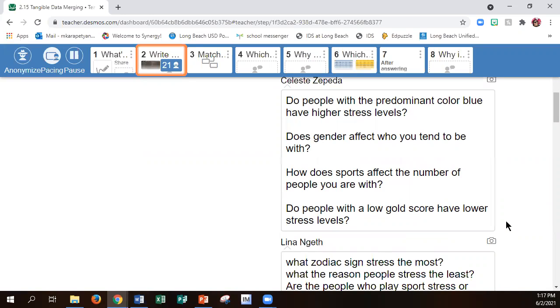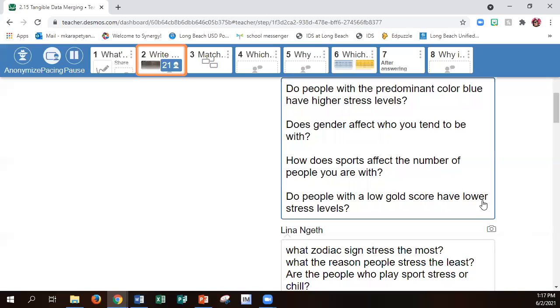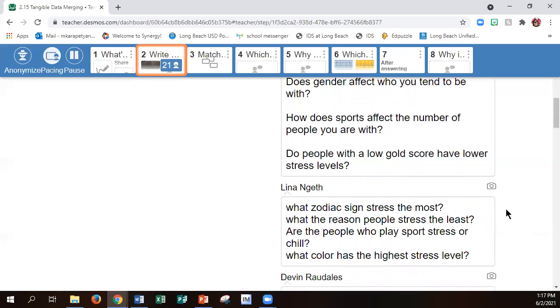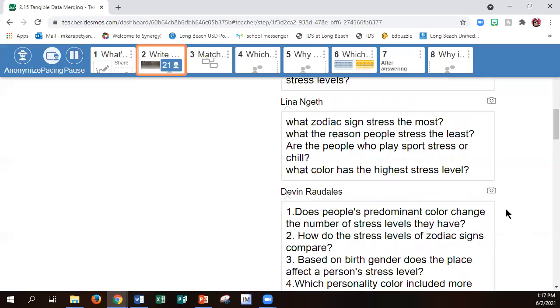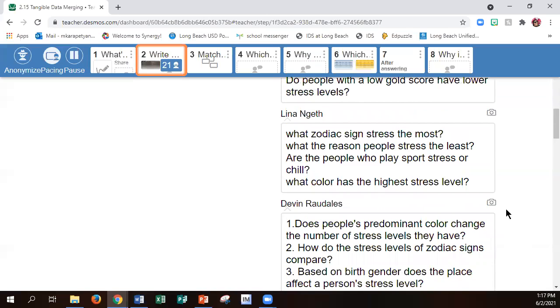Does gender affect who you tend to be with? Ooh, okay. How does sports affect the number of people you're with? Yes. How do people with the low gold score have lower stress levels? Right on, Celeste. Okay, what zodiac sign stresses the most? Good. What reason do people stress? Yep. Are people who play sports stress or chill? Okay. What color has the highest stress level?